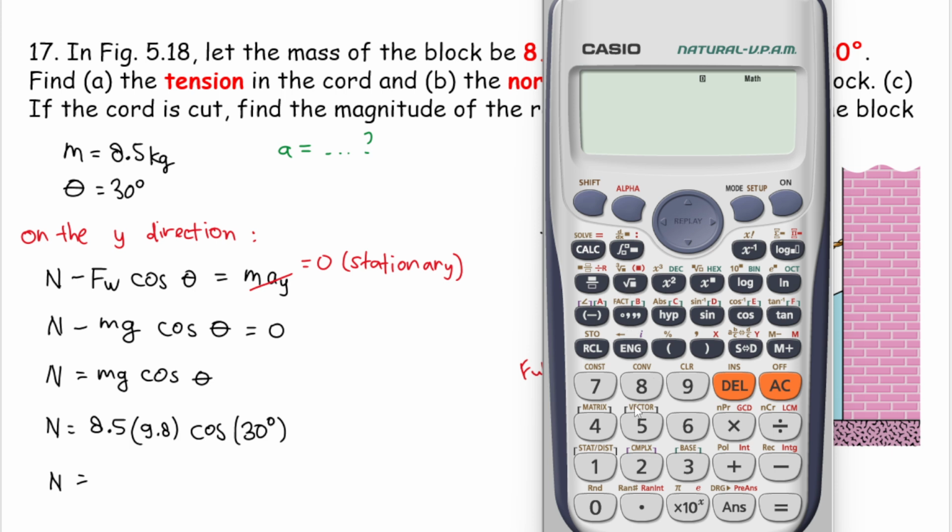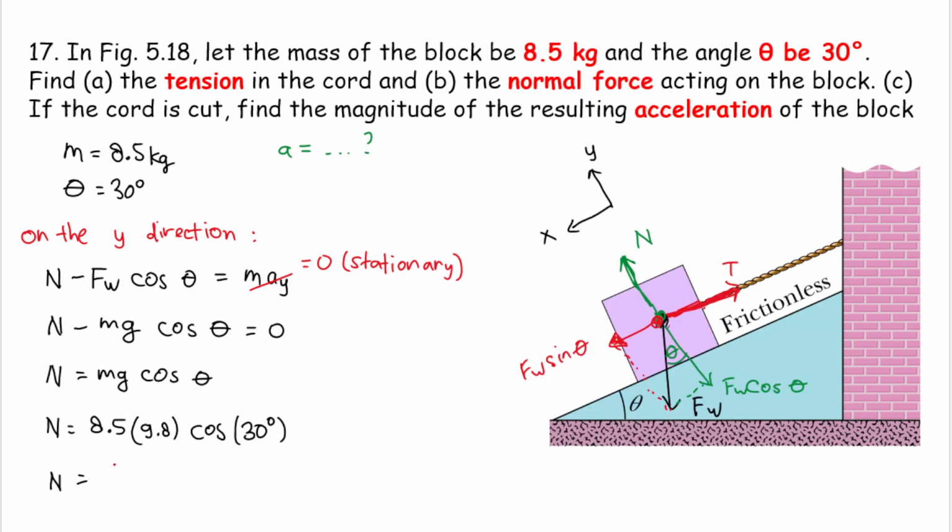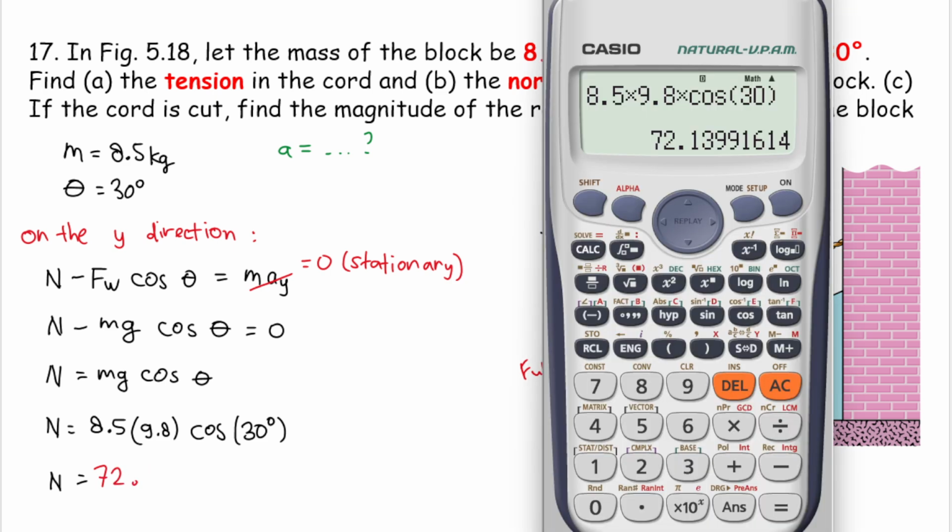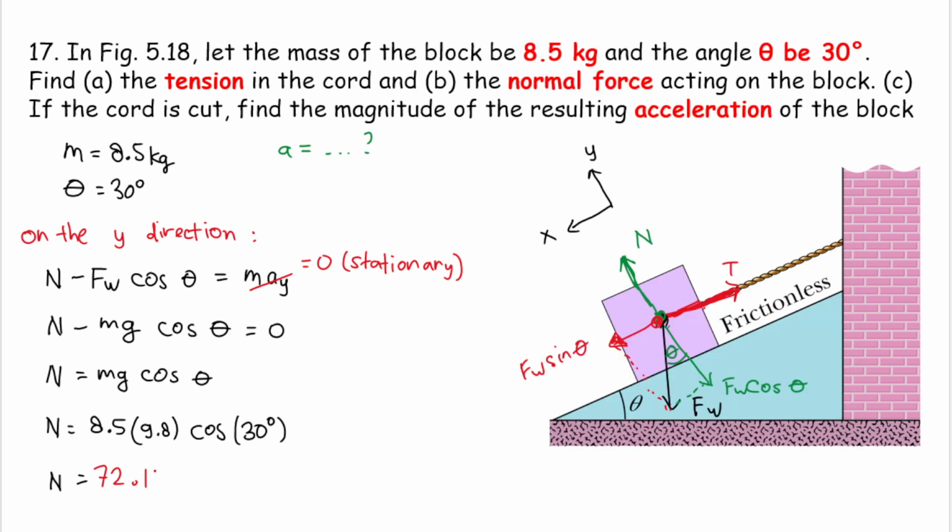Okay, we can plug that in. I will have 8.5 multiplied by 9.8 and then multiplied by cosine 30 degrees, right? And that will be our normal force, which is 72.14, and the unit here will be in Newton.